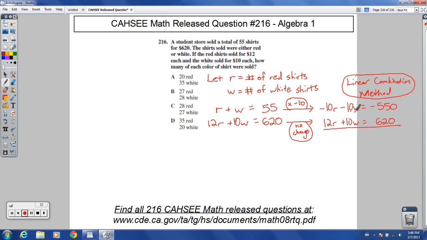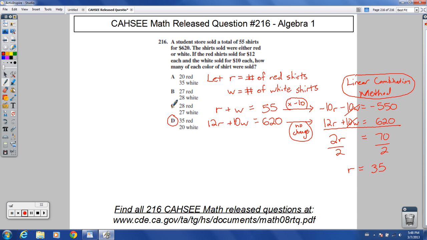And so let's see what we got here. This will cancel out here and here. I'm left with just 2R, and this is going to be -550 plus 620. That would be 70. You can think of 550 up to 600 would be 50, plus 20 more would be 70. Divide both sides by 2, and you have your total number of red shirts at least. That would be 35.